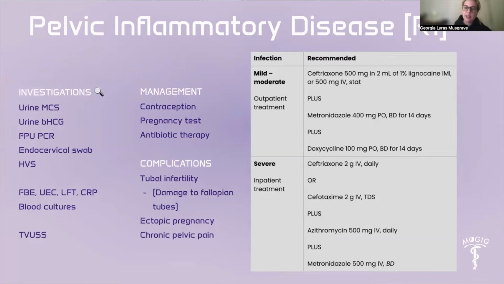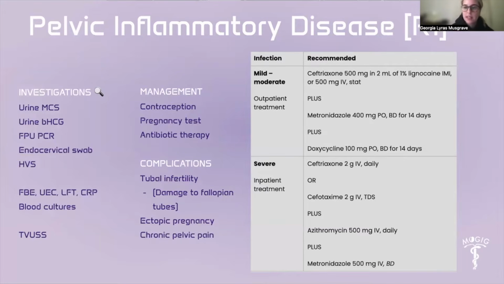And management, you've got to consider antibiotics, first of all, to treat it, a discussion about contraception, and consider pregnancy testing as well. The reason that we worry about pelvic inflammatory disease is because of the complications, where damage to the fallopian tubes can lead to tubal infertility, ectopic pregnancy, and chronic pelvic pain is a separate entity as well.